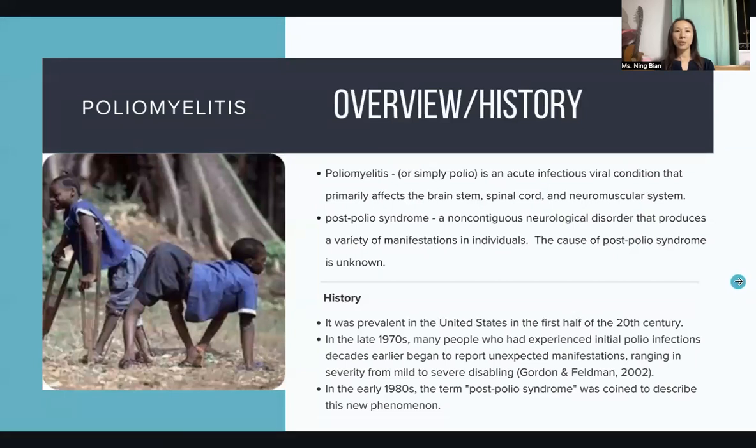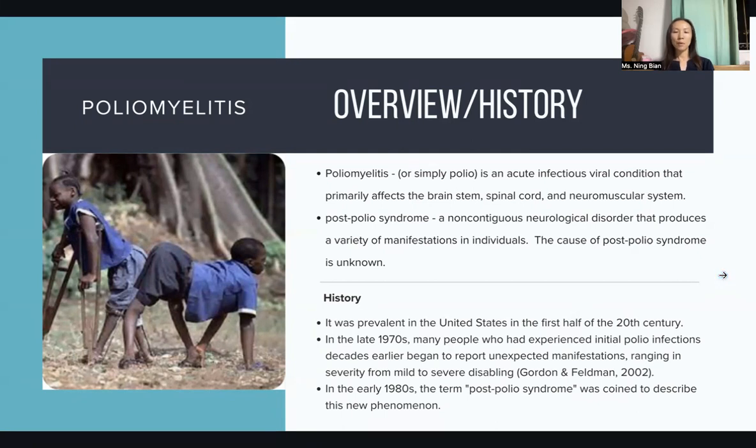What is poliomyelitis? It's also named simply polio. It's an acute infectious viral condition that primarily affects the brainstem, spinal cord, and the neuromuscular system. And what is post-polio syndrome? It's a non-contiguous neurological disorder that produces a variety of manifestations in individuals. The cause of post-polio syndrome is unknown.